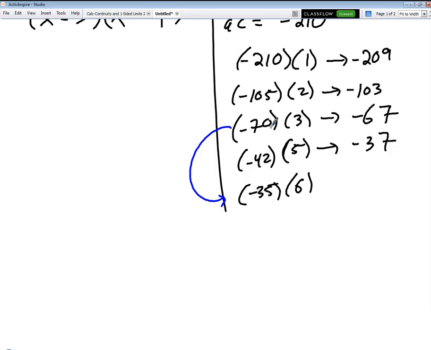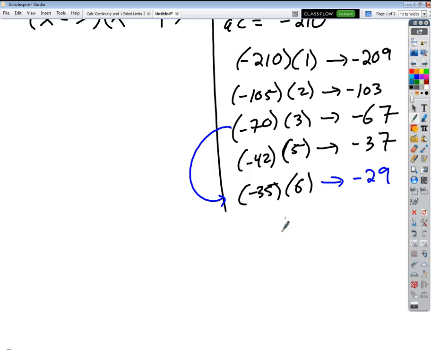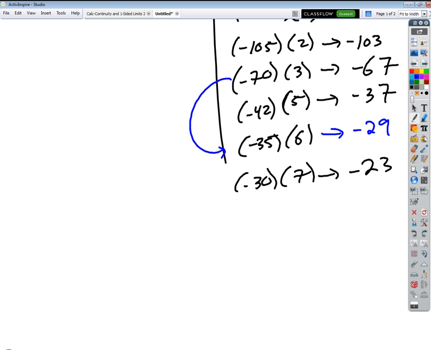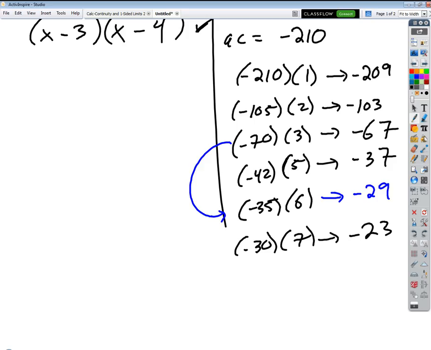Does 7 go into 210? Yes. It does. Oh, by the way, what's that add to? 189. 7 times what? Negative 30? So negative 23. That's a lot. 8 does not, right? 9 does not, right? 10 does.